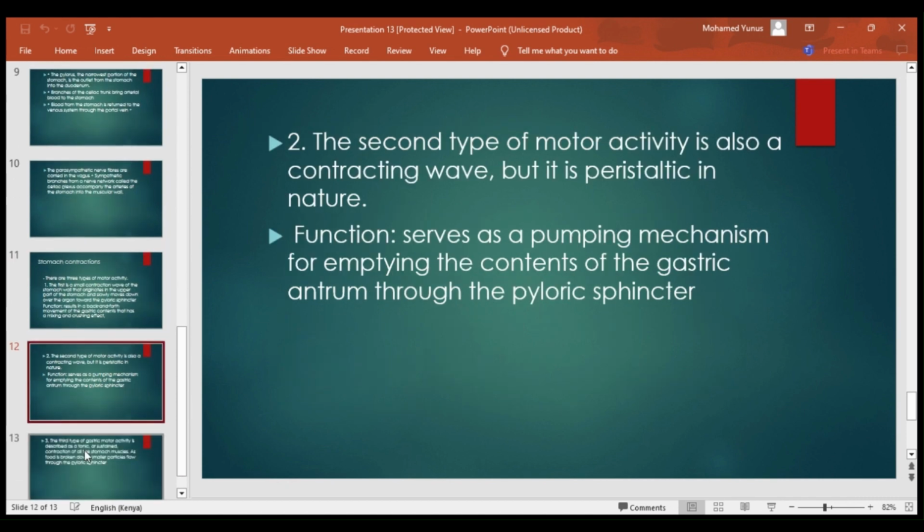And here's the second type of contraction. The second type of motor activity is also known as a contraction wave, but it's peristaltic in nature. And what's its function? We find that it serves as a pumping mechanism for emptying the content of the gastric antrum into the pyloric sphincter. The antrum, that's the lower part of the stomach, and it enables the emptying into the pyloric sphincter.